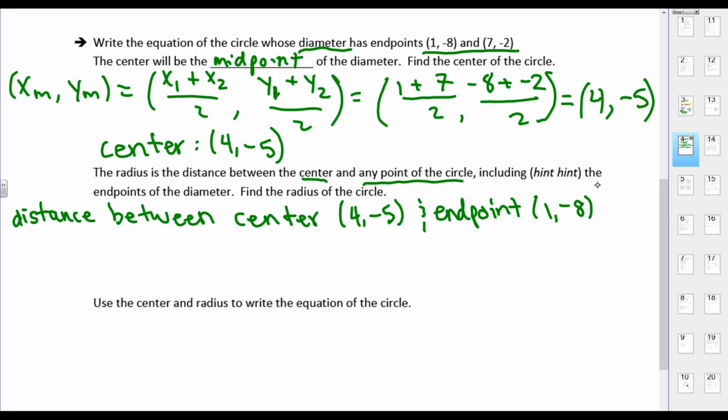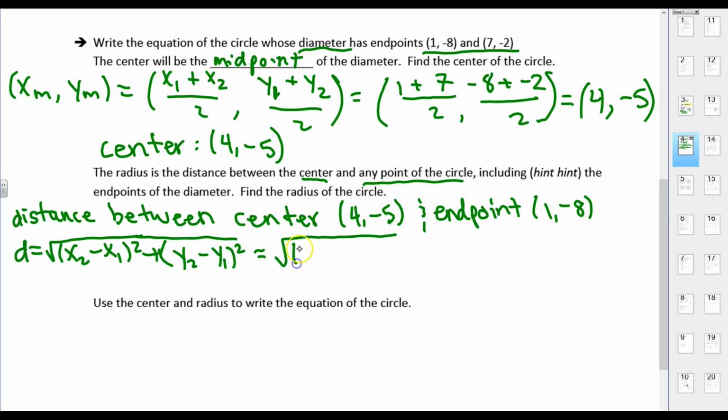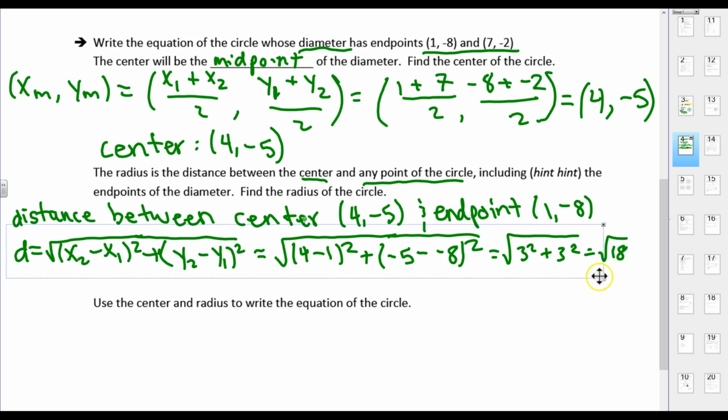And for distance, we're going to use the distance formula. Distance equals the square root of (x2 − x1) quantity squared plus the difference of the y's, (y2 − y1) quantity squared. So I plug in: square root of the difference of my x's, (4 − 1)², plus the difference of my y's, (−5 − (−8))², which gets me the square root of 3² + 3², or root 18. This simplifies: it's 9 times 2, so it's really 3 root 2, which is my radius.